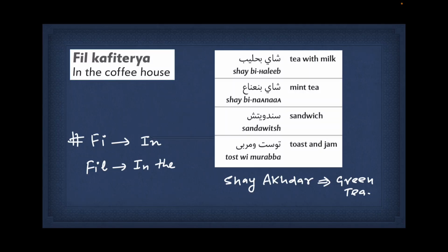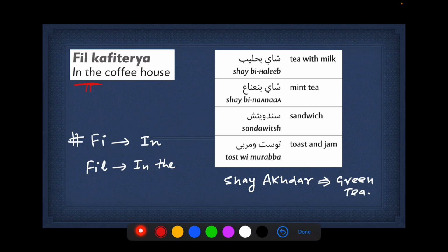Let's learn how to say in the coffee shop in Egyptian Arabic. For in the, we will use fill, and for coffee house, we will use cafeteria. So we will say fill cafeteria. You should remember that fi in Egyptian Arabic means in, and if we add l to it, which will be fill, this will be used instead of in the. So in the is fill.